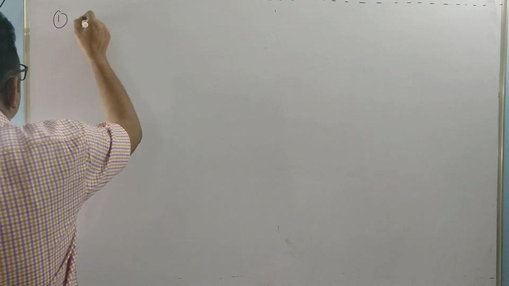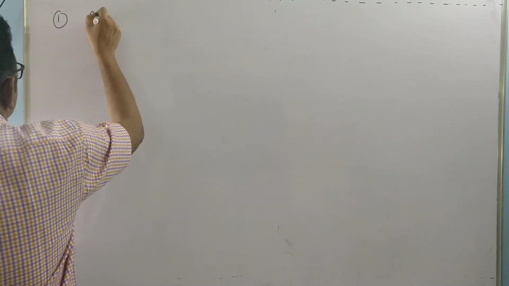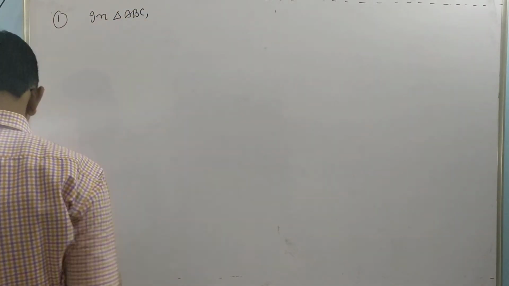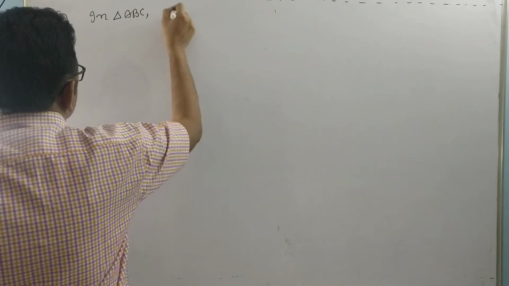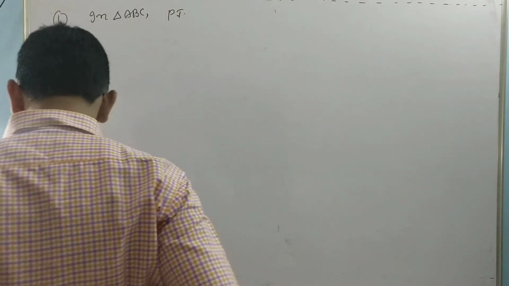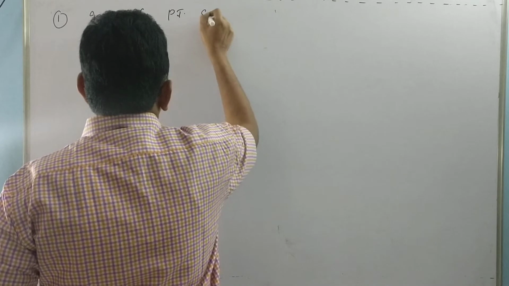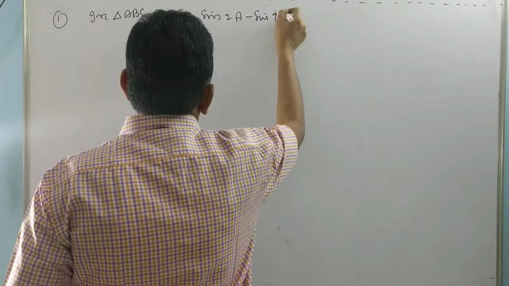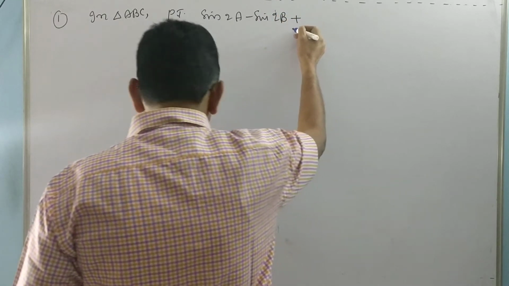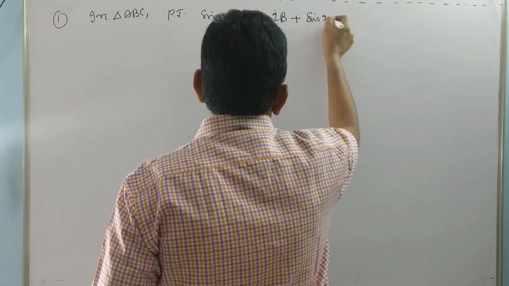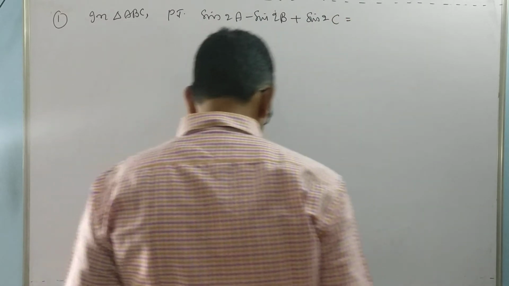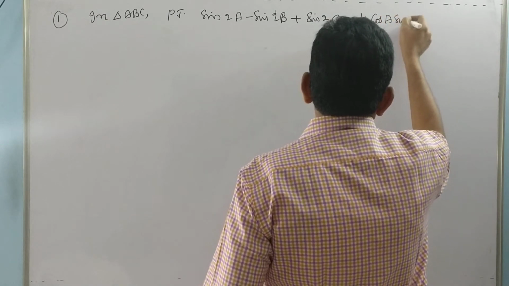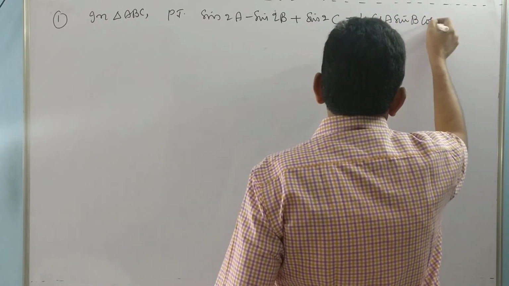So these are all standard results, very important. In a triangle ABC, prove that sin 2A minus sin 2B plus sin 2C is equal to 4 cos A sin B cos C.